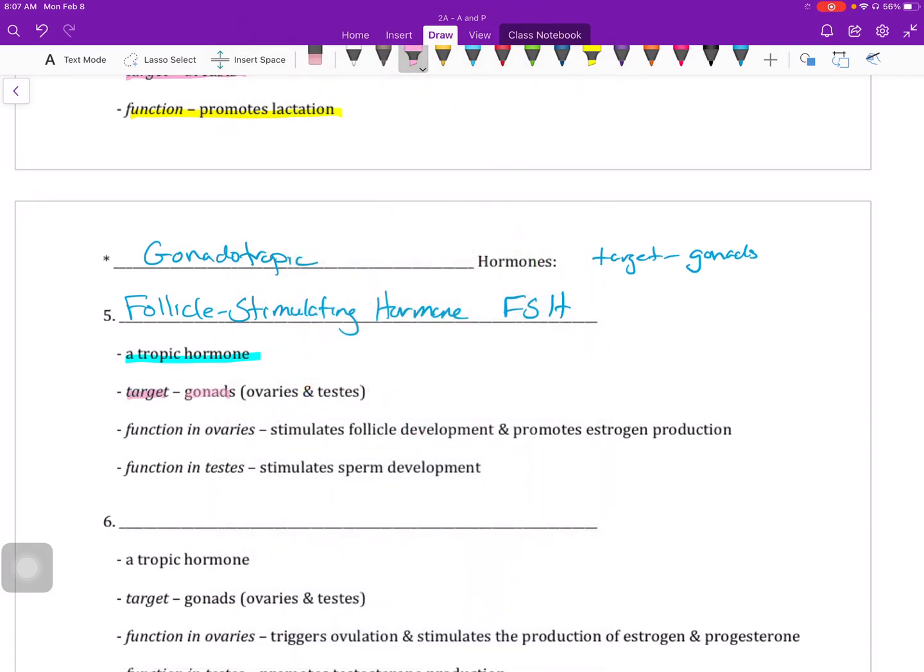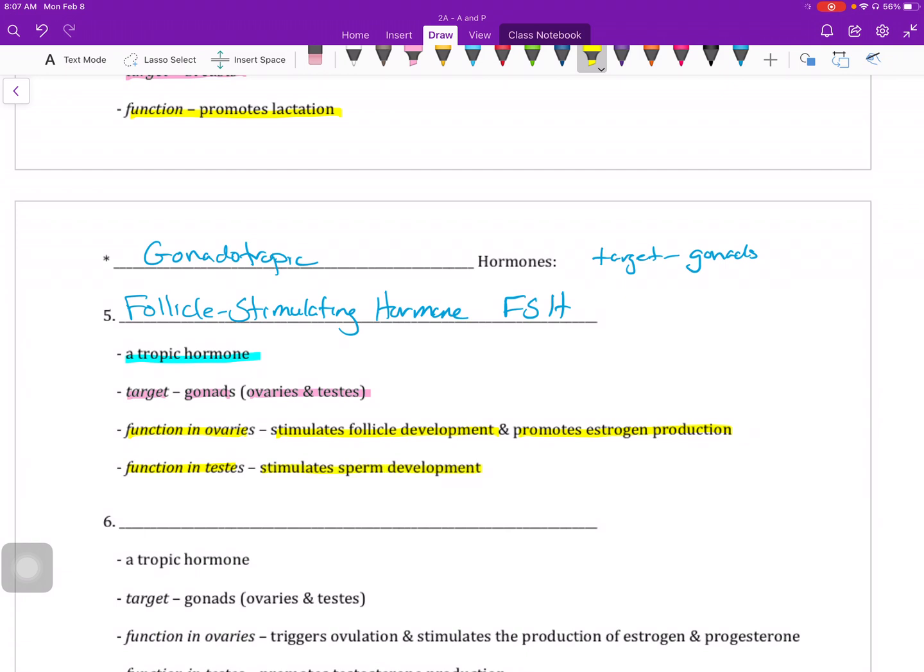Target is the gonads, ovaries in females, testes in males. Now, follicle stimulating hormone. Now that sounds like it'll only target female gonads, but it does have functions in both males and females. Now, the function is separate. Function in ovaries, it stimulates follicle development and promotes estrogen production. In males, targeting the testes, the function in the testes is stimulating sperm production or sperm development.